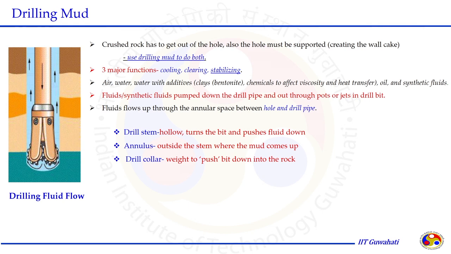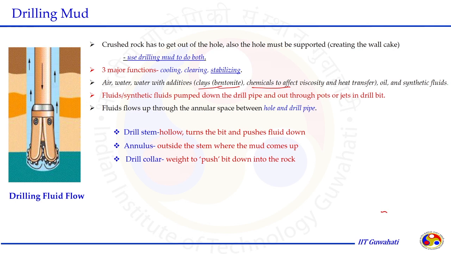The second important feature is the drilling mud. Drilling mud is actually a fluid that is either air, water, or water with some additives that can be clay or bentonite or other chemicals that change the viscosity and improve the heat transfer, while a synthetic fluid can also be used as a drilling mud.